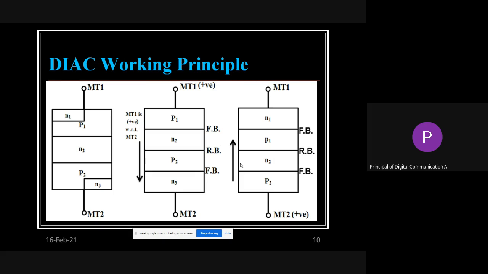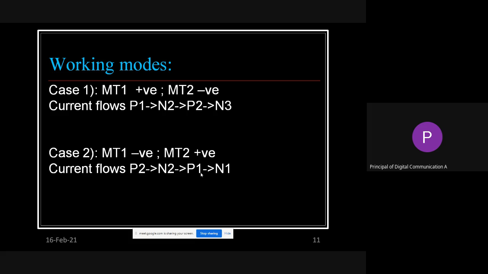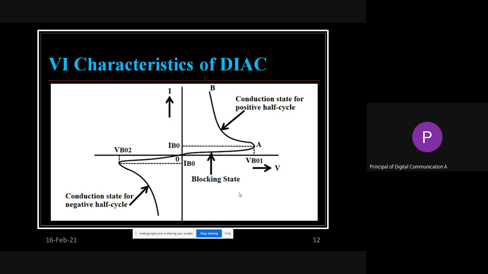With the help of the characteristic, that is the VI characteristic, we are supposed to show it as well. This is the same explanation we have done, which is written here. When MT1 is positive and MT2 is negative, current flows through this layer, and when MT1 is negative and MT2 is positive, current flows through these layers. So that is explained. Now we are talking about the VI characteristic of the diac.